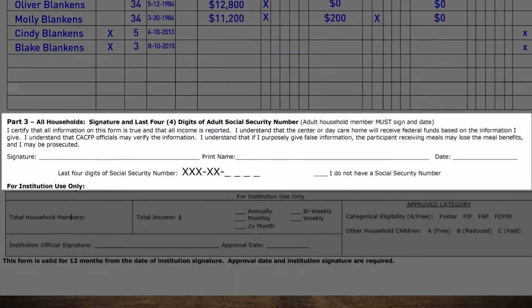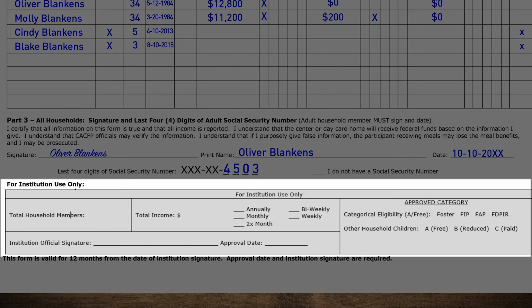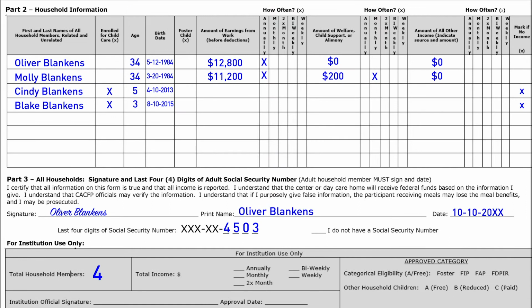Part 3 is a signature and the last 4 digits of the Social Security number from an adult in the household. And finally, at the bottom, under For Institution Use Only, we can calculate household eligibility. Count the total household members. Add up the total income and include frequency.